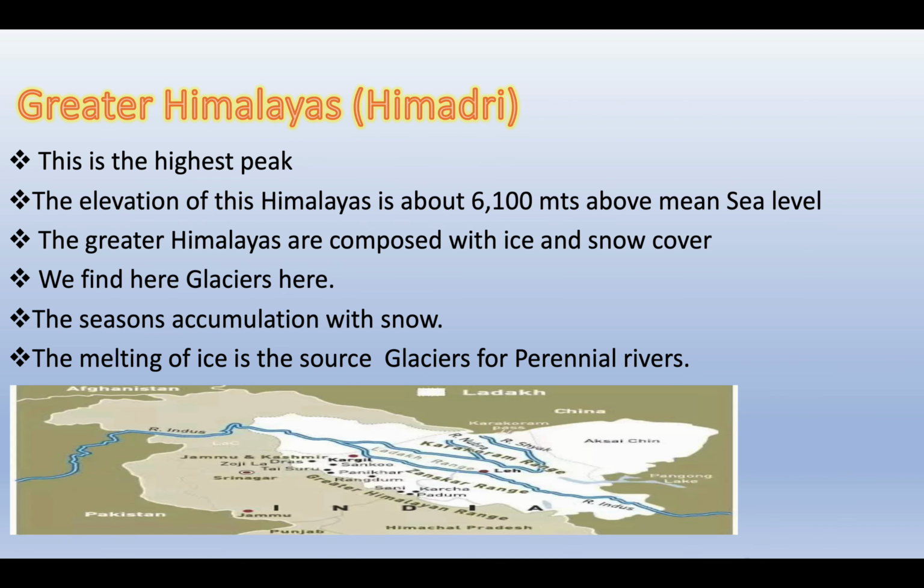Now we will see the Greater Himalayas. This is the highest range of the Himalayas. The elevation of these Himalayas is about 6,100 meters above sea level. The Greater Himalayas are composed of ice and snow. We find glaciers here. What is the meaning of glaciers? Glaciers are where the snow melts, and it is the birth of the rivers, the perennial rivers. The snow also accumulates because of the Himalayas. So the melting of the ice is the source of perennial rivers.